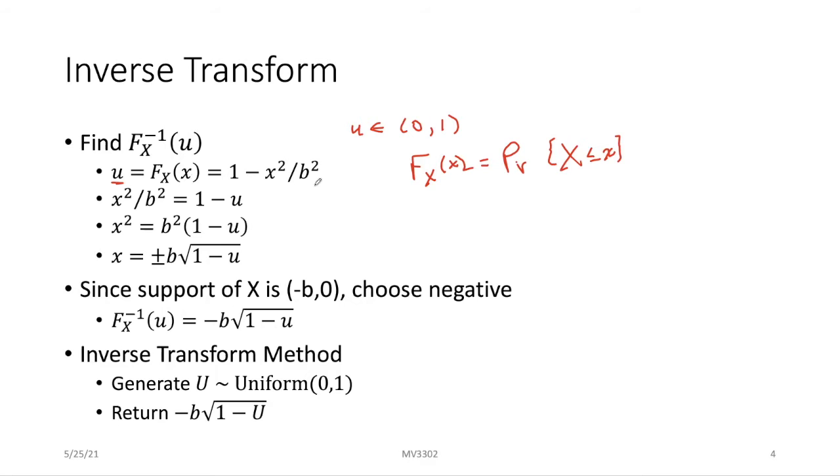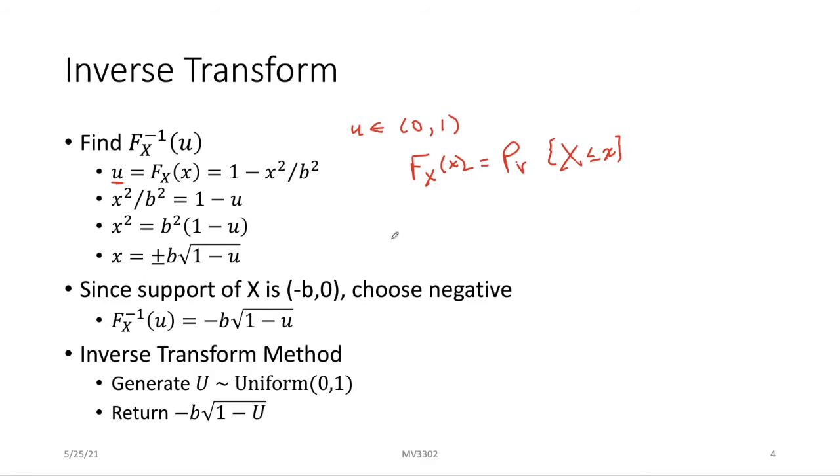And now it's just a simple matter of algebra. So here, we move this to one side, we move u to the other. So X squared over B squared is 1 minus U. X squared is this. And now again, when we take the square root, you always have to do the plus or minus because it could be either one.